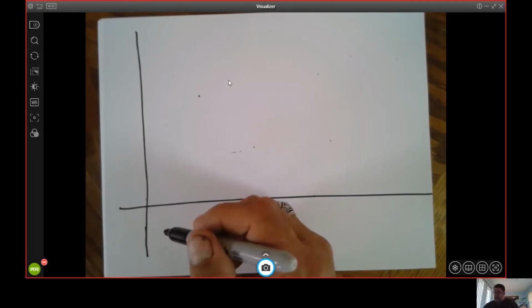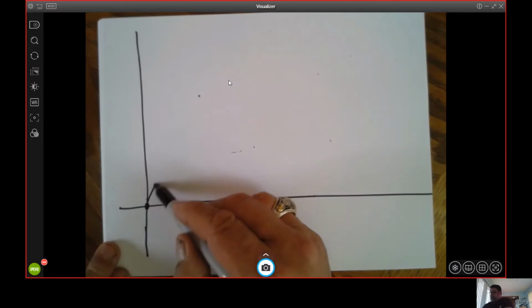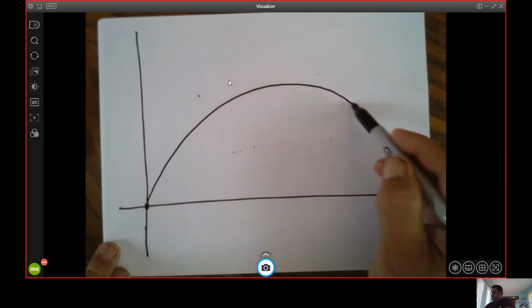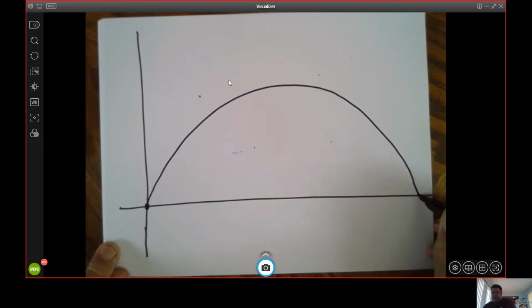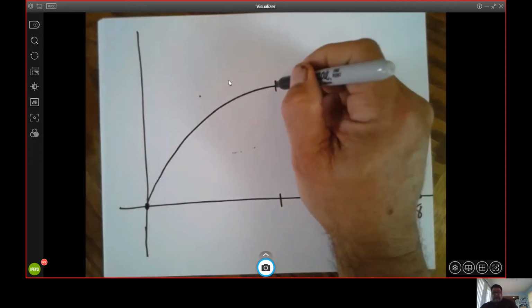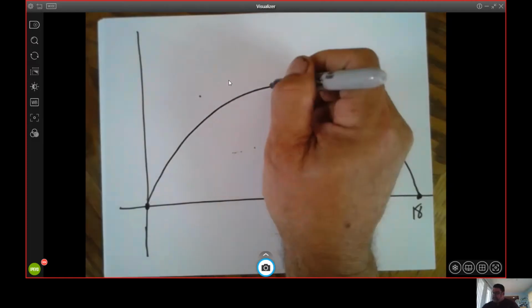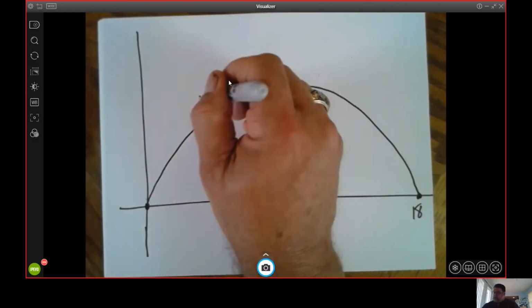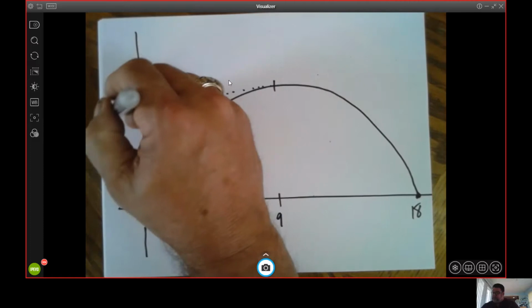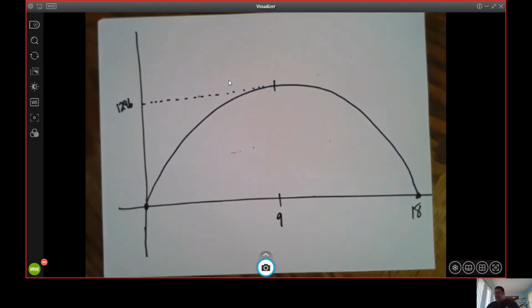Okay? So here's (0, 0). And we know a ball looks like this, and it comes down like this. And we know that this point is 18, where it hits the ground, 18 seconds. And at 9 seconds, we know that it's at the vertex, which is 9 seconds, and the height is 1296. And I'm going to assume that's feet, but we'll just leave it at 1296.